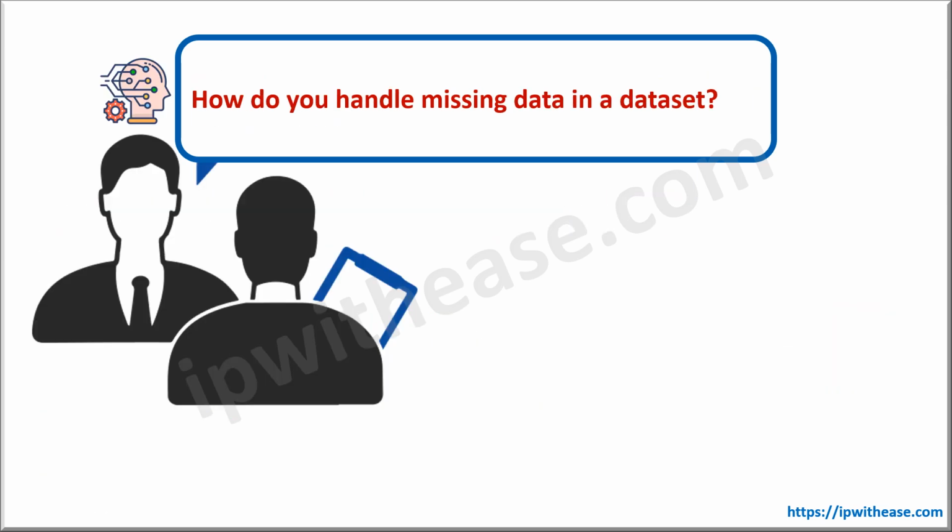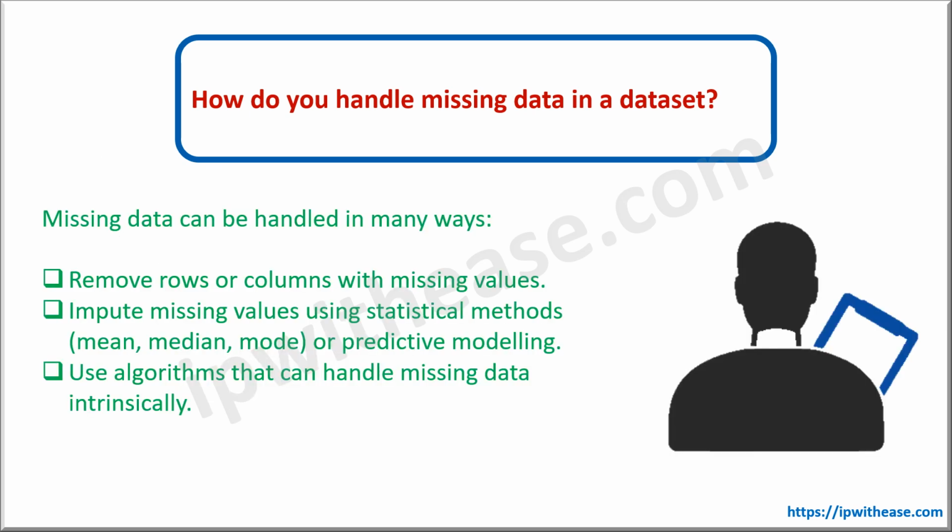How do you handle missing data in a dataset? It can be handled in many ways, like we can remove rows or columns with missing values. We can impute missing values using statistical methods like mean, median, mode, or predictive modeling. We can use algorithms that can handle missing data intrinsically.